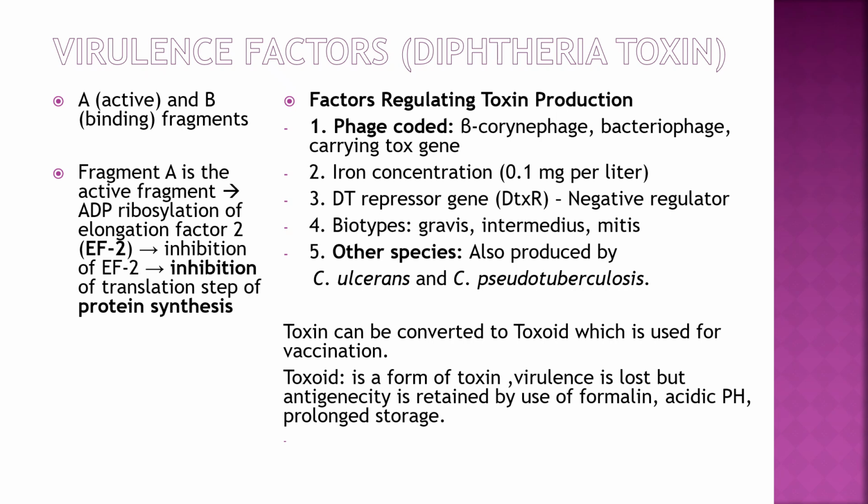This toxin can be converted to toxoid, which is used for vaccination. So what is toxoid? Toxoid is a form of toxin in which virulence is lost but antigenicity is retained, and this is made by use of formalin, acidic pH or prolonged storage.